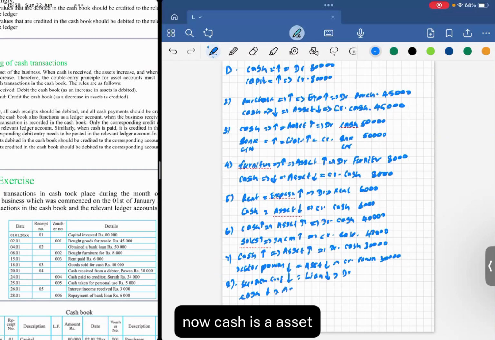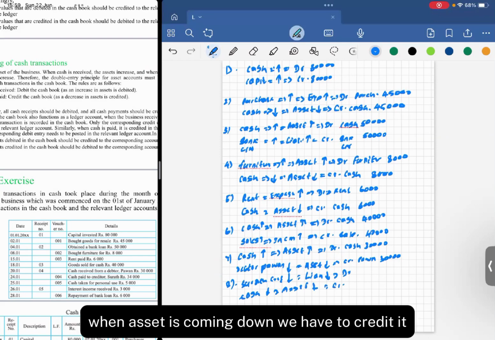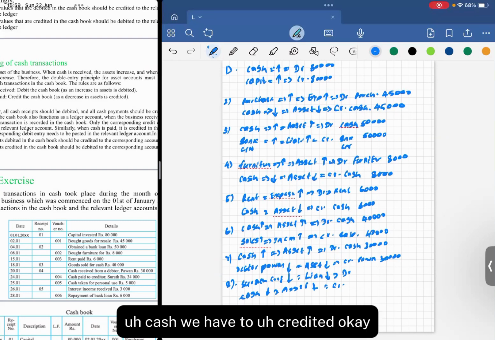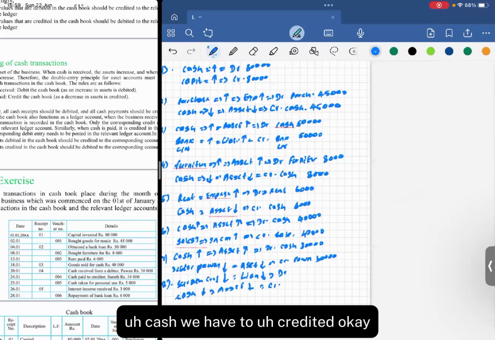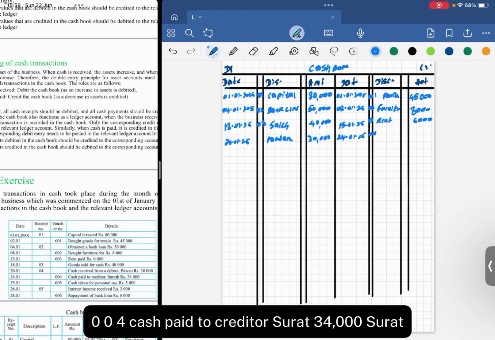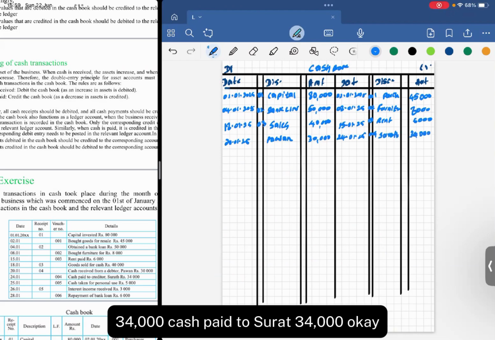When a liability is coming down, we have to debit it. Now cash is an asset. When an asset is coming down, we have to credit it. So Surat, we debit it. Cash, we credit it. Let's move on. Cash paid to creditor Surat. So I have paid cash. The date is 24th Jan 25, voucher 004. Cash paid to creditor Surat, 34,000.